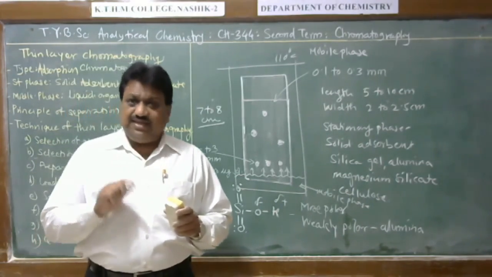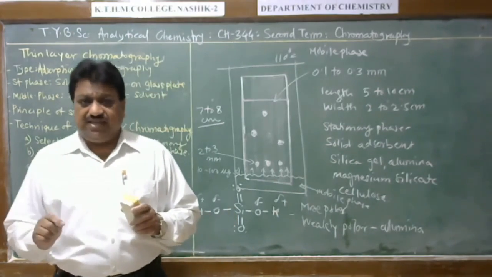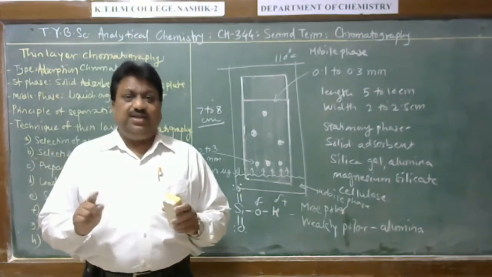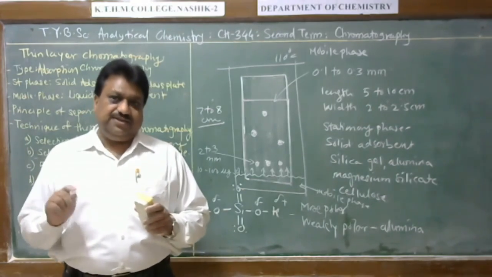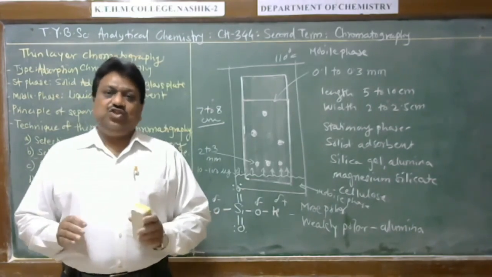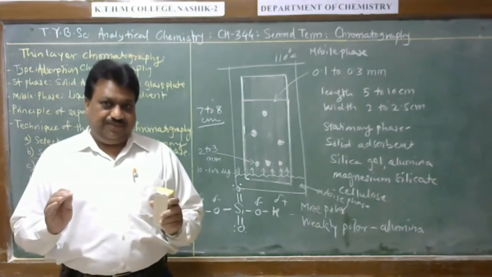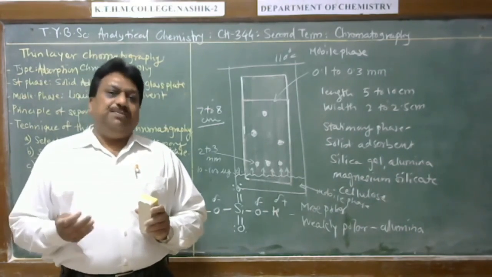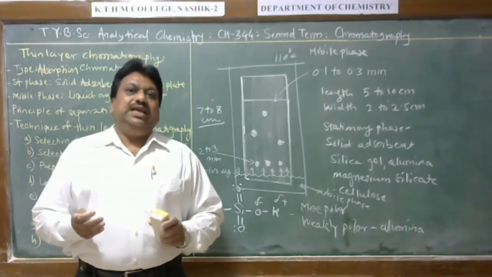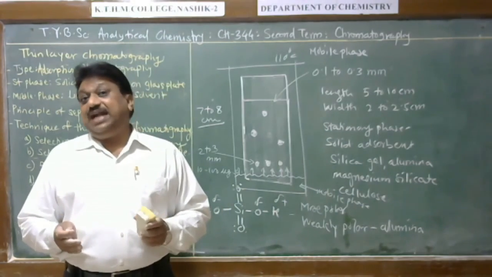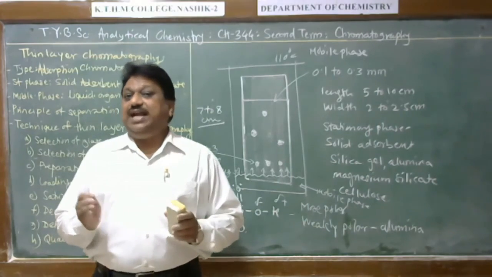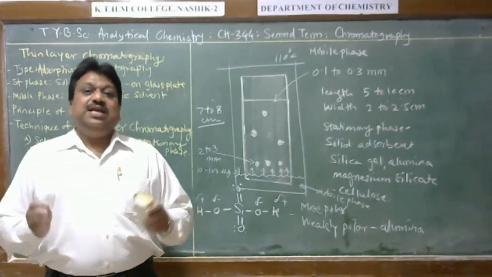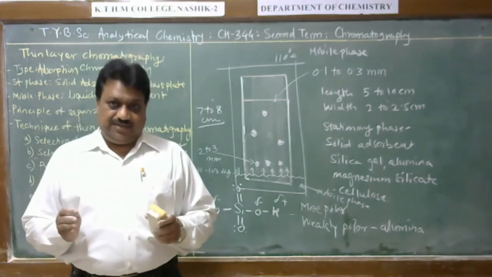RF value, that is the retardation factor, is the identity of a material, useful for identification of a particular substance. All these are the applications of thin layer chromatography. Student, in the forthcoming lecture we will discuss gas chromatography, a special technique of chromatography useful for identification and estimation of gaseous and volatile samples.